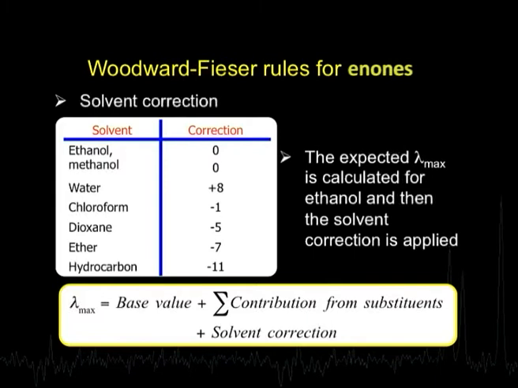So as per Woodward-Fieser rules for enones, the lambda max for a given compound will be made up of three components. First, the base value of the chromophore, that is whether it's an acyclic enone or whatever, and then we will have the sum of the contribution of all the substituents. So we will see what the substitution is, what the location is, and add the contribution accordingly, and then we apply the solvent correction. So these three components constitute the predicted or calculated value for lambda max for a given molecule.